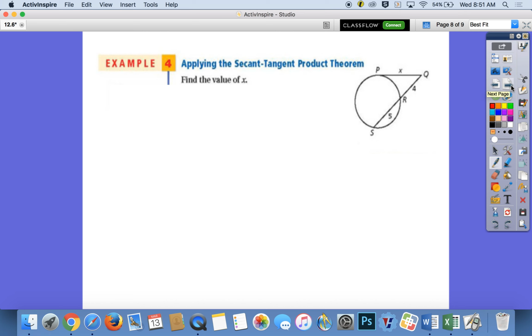All right, so same thing here. Let's go ahead and write down what our whole is. It's 9. So whole times outside equals whole times outside. And in this case, x equals plus or minus 6, which of course is going to be a positive 6.